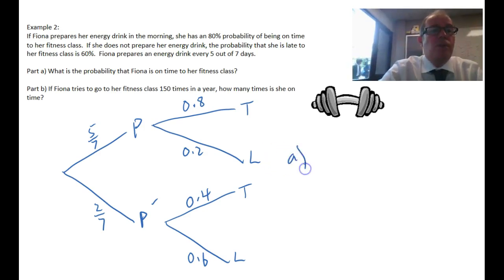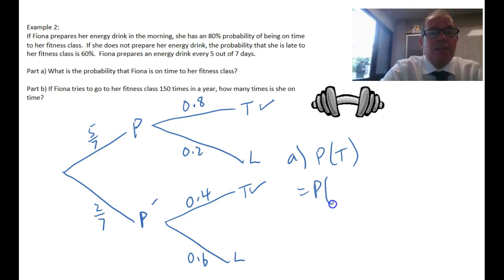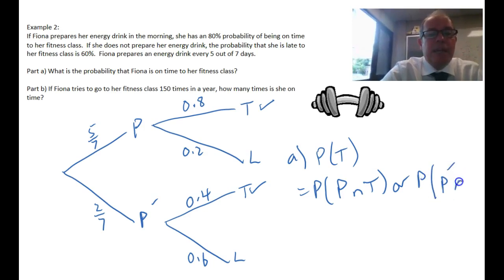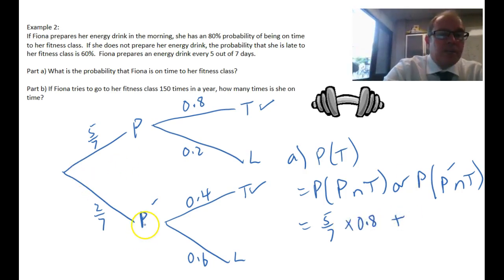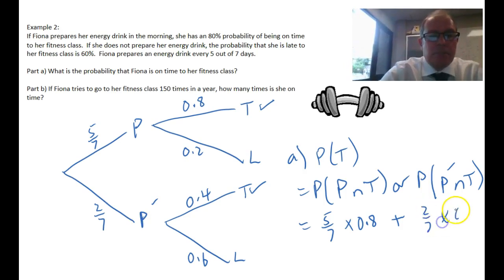So part A, what's the probability that she's on time? Well, she could prepare her drink and be on time, or not prepare her drink and be on time. So the probability of her being on time is actually the probability of preparing the drink and being on time, or the probability of not preparing the drink and being on time. So the ands there are multiplied, so it's 5/7. Remember, multiply the branches together, times 0.8 plus, and then here 2/7 times 0.4.